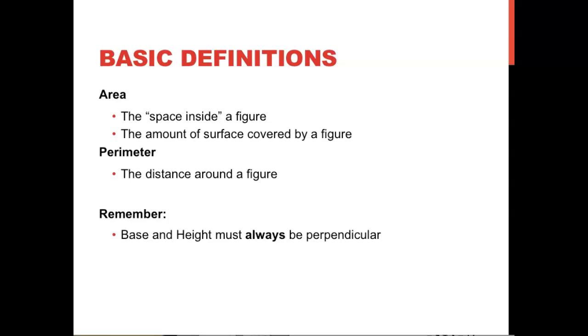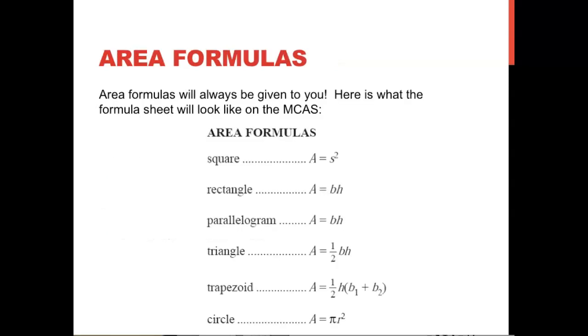Alright, so next you're going to see all these area formulas. This is what it will look like on the formula sheet that you get on the MCAS. The area of a square is s squared. The area of a rectangle is b times h, so base times height. Same with a parallelogram. A triangle is 1/2 base times height. A trapezoid is 1/2 the height times, in parentheses, b1 plus b2. And then the area of a circle, which actually is not a polygon, but that's how it is given to you on the MCAS, is equal to pi r squared.